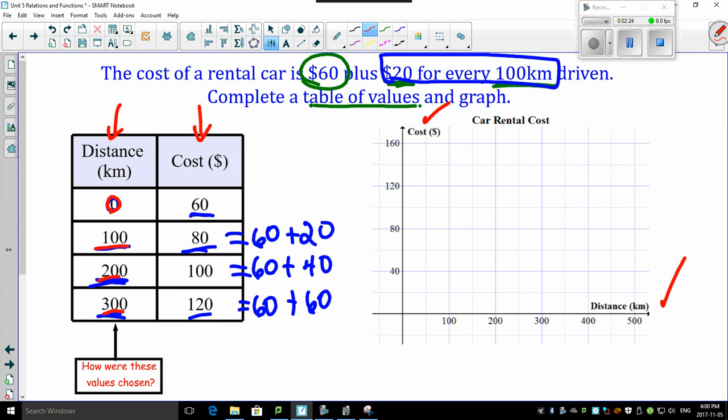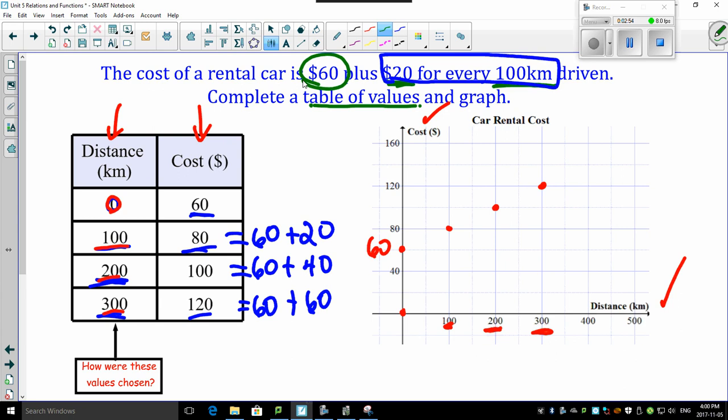Let's start plotting. Well, there's 0 kilometers driven. That's going to take us to 60. We're going to be charged 60 bucks. There's the 60 right there. Next one, I'm driving 100 kilometers, which is here. It's going to cost me 80, which is right there. Then I'm going to drive 200, and they're going to charge me 100 bucks, which is right here. I'm going to drive 300 kilometers, and guess what? There's 120.